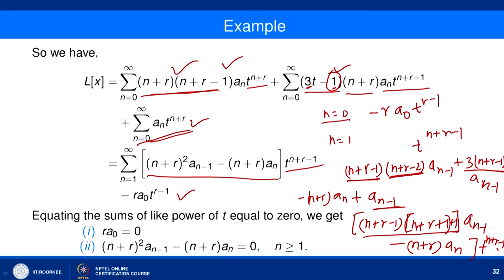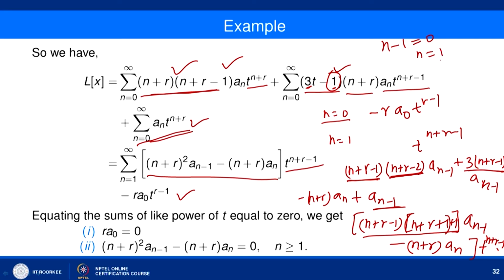When you simplify this, you will get n plus r whole square minus 1 plus 1. So it is n plus r whole square a n minus 1 minus n plus r a n, t to the power n plus r minus 1, when we start from n equal to 1 to infinity, because we are replacing n by n minus 1. So n minus 1 equal to 0 means n is starting from 1 onward.